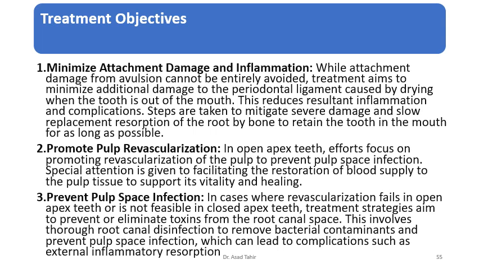Promote pulp revascularization. In open apex teeth, efforts focus on promoting revascularization of the pulp to prevent pulp space infection. Special attention is given to facilitating the restorative blood supply to the pulp tissue to support its vitality and healing. Prevent pulp space infection. In cases where revascularization fails in open apex teeth or is not feasible in closed apex teeth, treatment strategies aim to prevent or eliminate toxins from the root canal space. This involves thorough root canal disinfection to remove bacterial contaminants and prevent pulp space infection, which can lead to complications such as external inflammatory resorption.